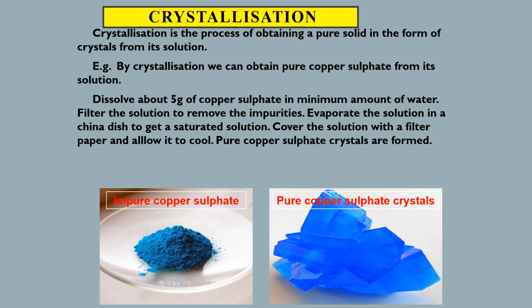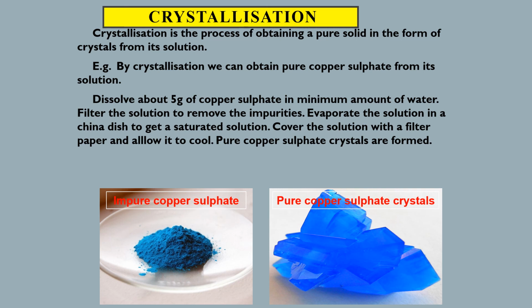The next method of separation we are going to study is crystallization. Crystallization is the process of obtaining pure solid crystals from its solution. This is the method which is commonly used in getting our common salt from seawater, crystals of sodium chloride. By crystallization, we can obtain pure copper sulfate from its solution. We have to dissolve around 5 grams of copper sulfate in a minimum amount of water.